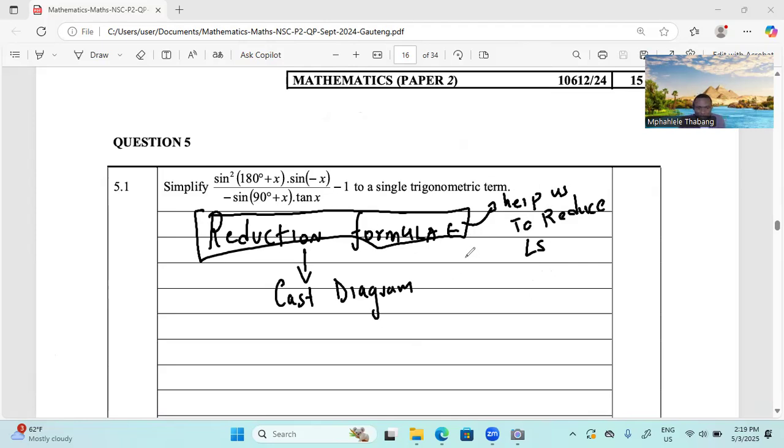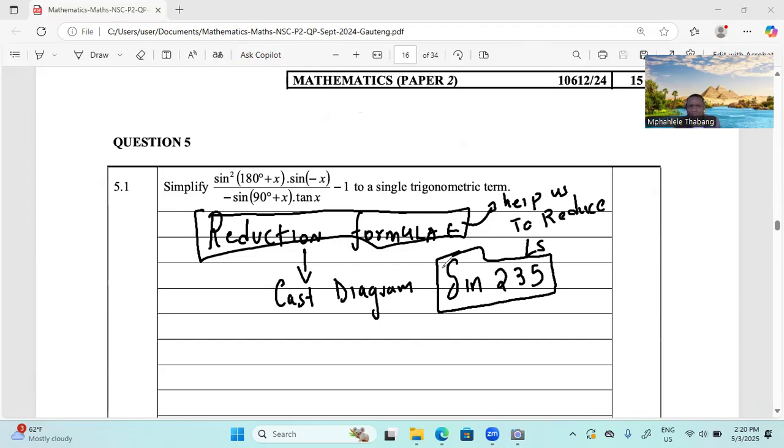Let's say I have sine 235, and I want you to simplify sine 235. The first thing I notice is that the angle 235 is above 90 degrees. So my goal is to reduce the angle so that it becomes below 90 degrees. How am I going to do that? I want to reduce sine 235 so that it is below 90 degrees.